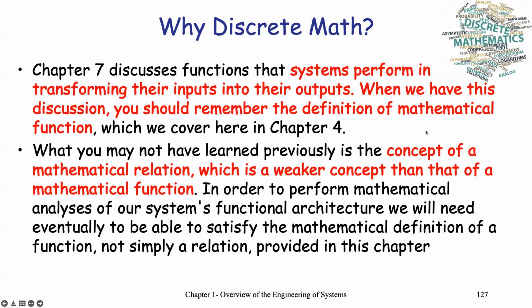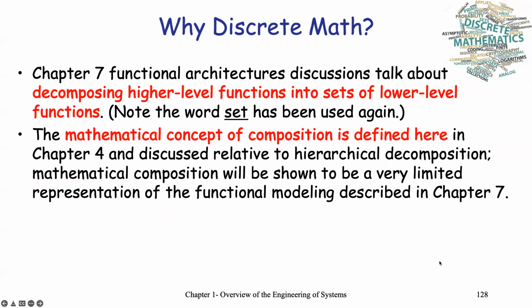When we have this discussion, we should remember the definition of a mathematical function. What you may not have learned previously is the concept of a mathematical relationship, which is a weaker concept than that of a mathematical function. In order to perform a mathematical analysis of our system's functional architecture, we will eventually need to satisfy the mathematical definition of a function, not simply a relation, which is what we're talking about in this chapter.